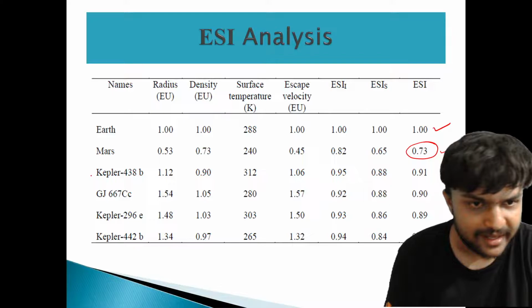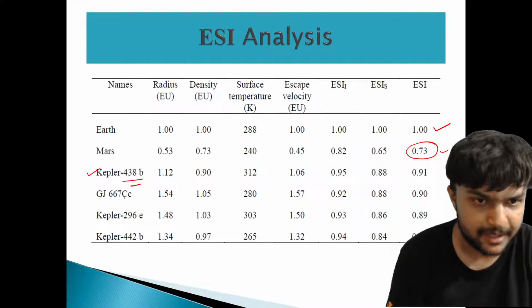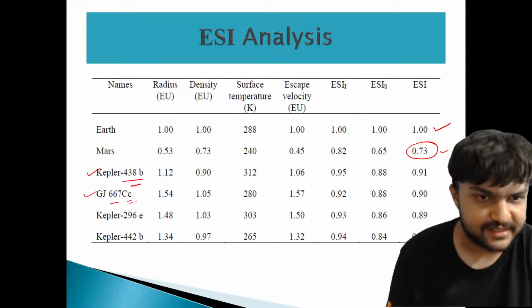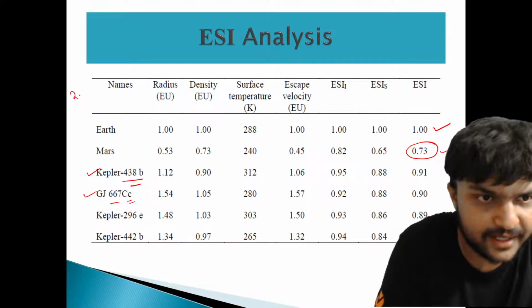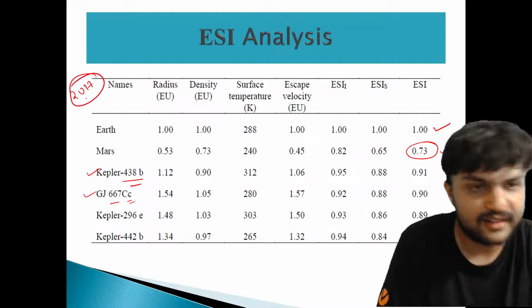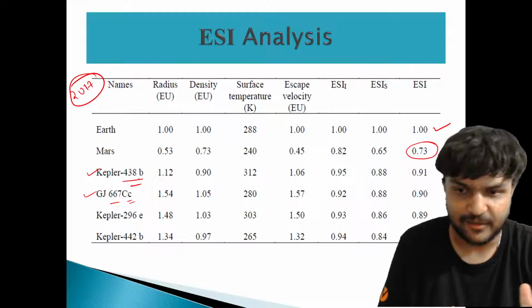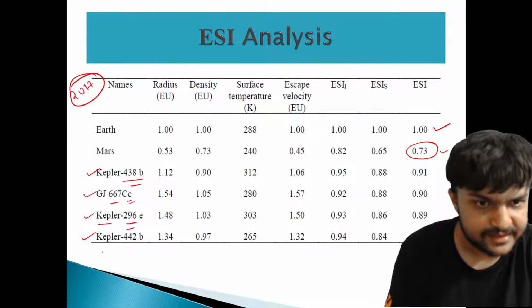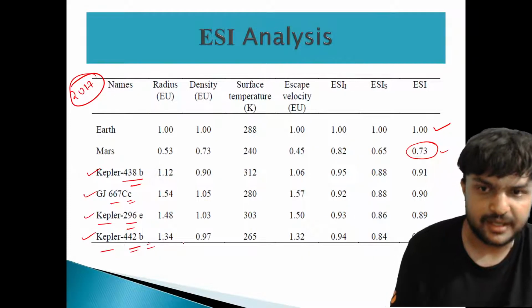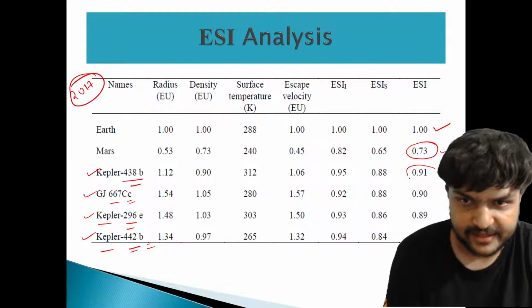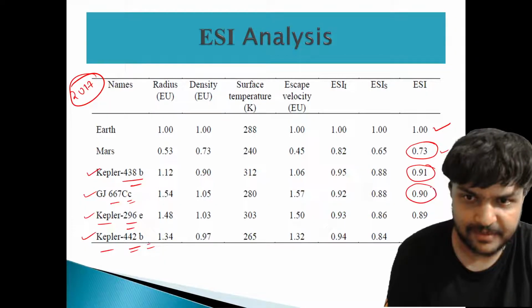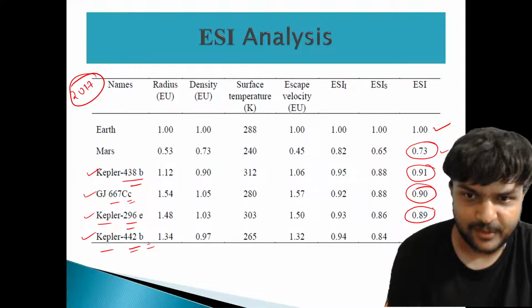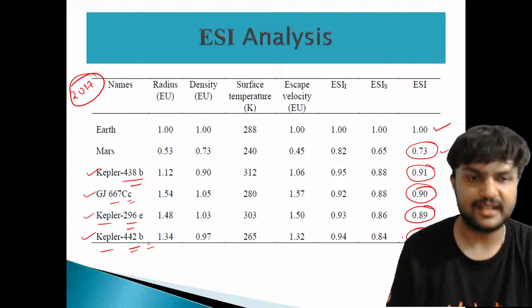There are these planets, Kepler 438b, GJ667cc. I'm talking about 2017 data. Now the data will be different. This is the data from 2017 when I worked. And this is Kepler 296e, and this is Kepler 442b. And you can see that this is 91% similar to Earth, this is 90% similar to Earth, and this is 89% similar to Earth.